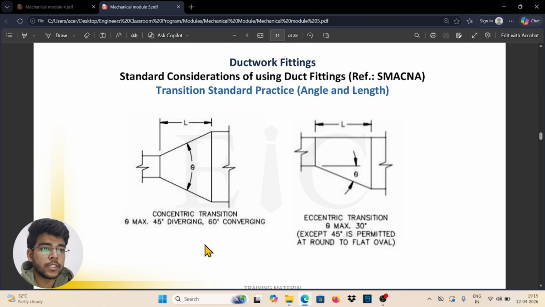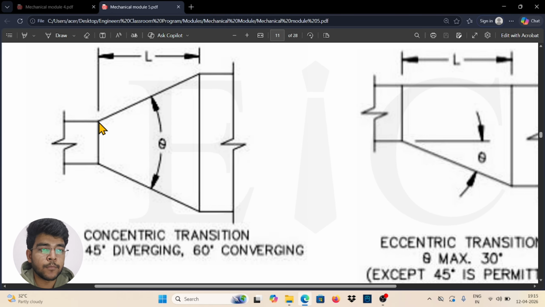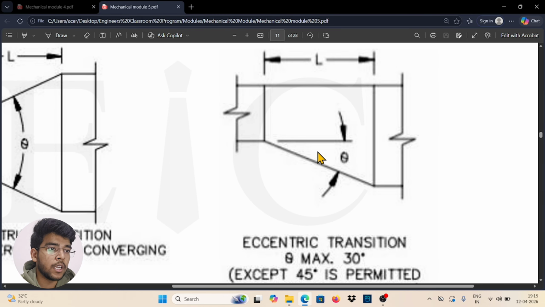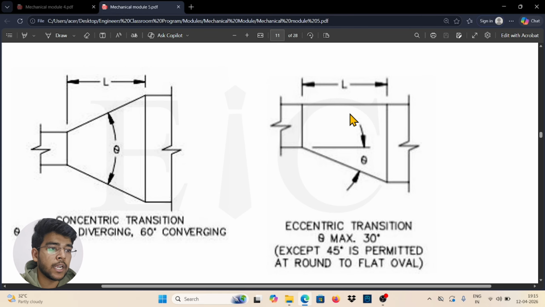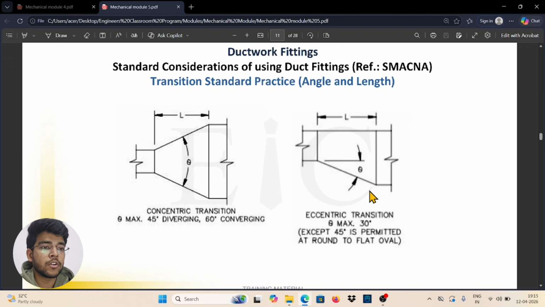Here you can also see that there are two types of transition, concentric and eccentric. When you have a transition angled on both sides, it is called concentric. You can see the concentric one has 45-degree angles on both sides. The one with an angle on only one side, the downside, and straight on the upper side, is called eccentric, having a 45-degree angle from the downside only. So this is a concentric and this is an eccentric duct fitting.